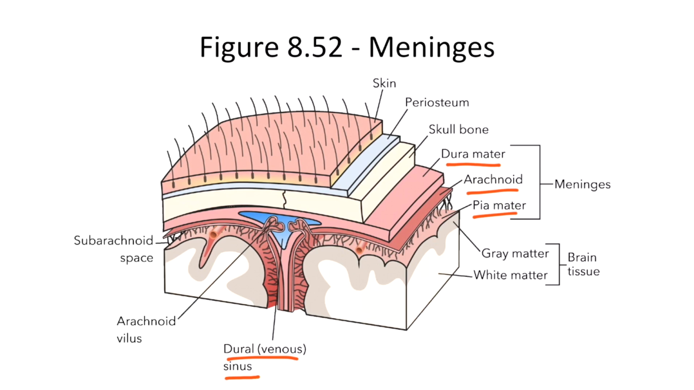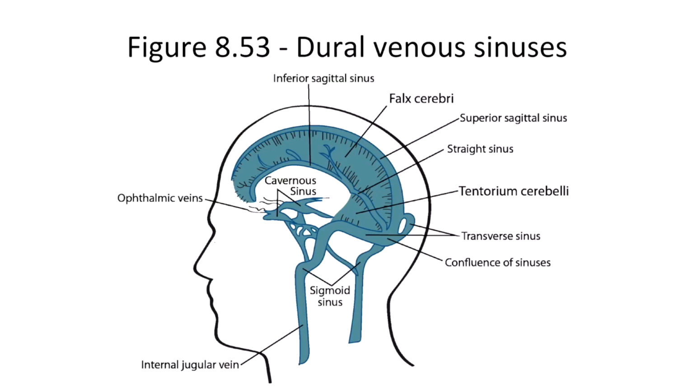Okay, with this in mind, let's look at figure 8.53. This is figure 8.53 from your text, which shows a lateral view of the dural venous sinuses. I'm not going to read each of the sinuses to you, but take a moment to become familiar with this image. For step 1, it's most important to be familiar with the superior sagittal sinus and the cavernous sinus.